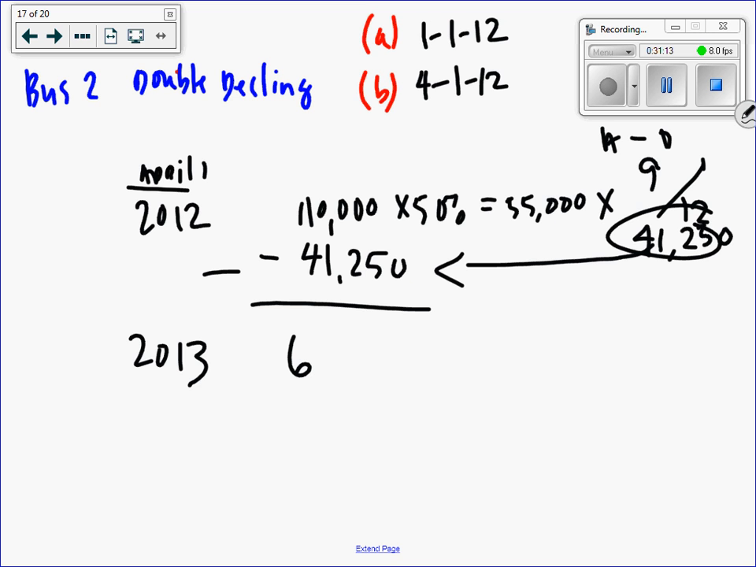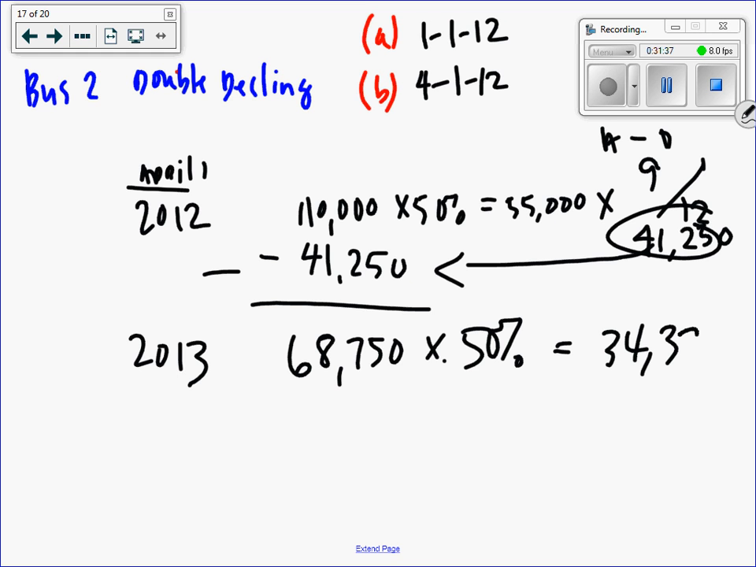To begin its second year, it's valued at 68,750 times the 50%. Do we have to take it times a partial year? No, because in 2013 we owned it the whole year. We just bought it halfway or midway through 2012. So at the end of 2013, it's 34,375. That's the only two answers Part B was looking for.